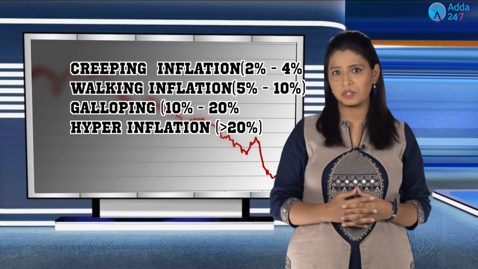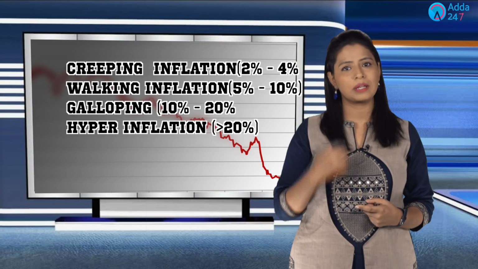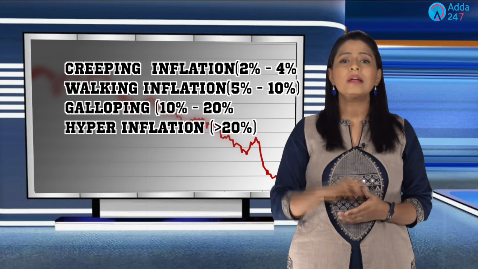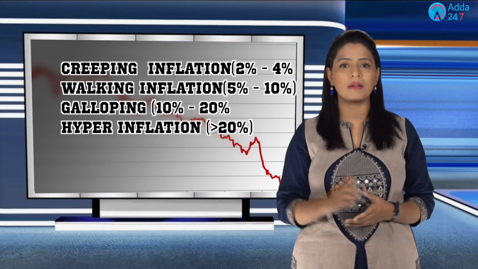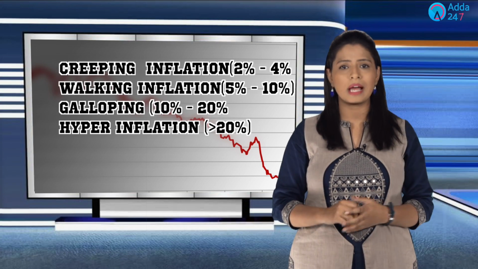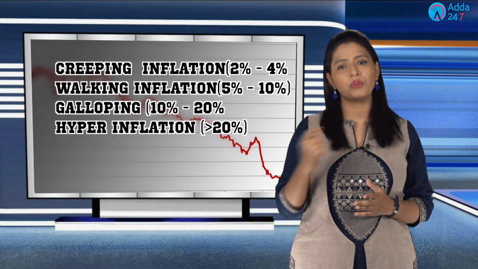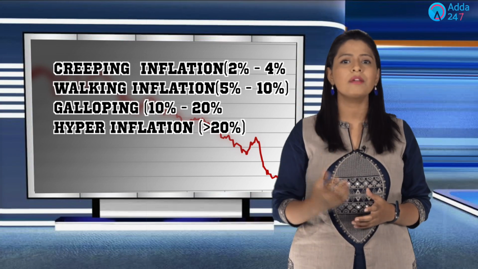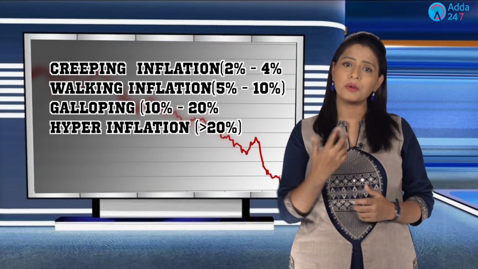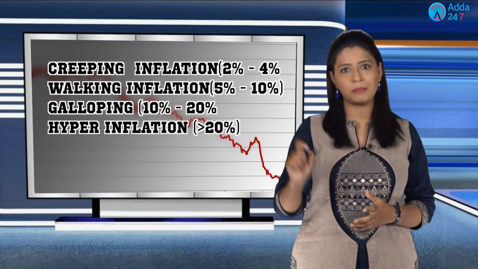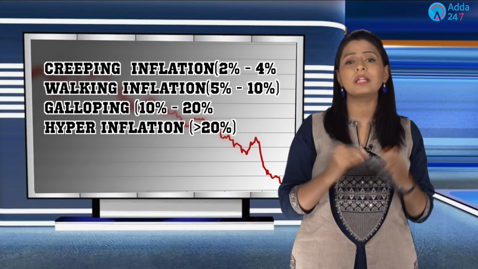There are four types of inflation. First is creeping inflation, second one is trotting inflation, or you can say walking or running inflation. Third type is galloping inflation and fourth type is hyperinflation. If we talk about creeping inflation, then you will find the annual rate of inflation between 2 to 4%. If we talk about running or trotting inflation, then you will find a 5 to 10% inflation rate. If we talk about galloping inflation, then the inflation rate is 10 to 20% annually. If we talk about hyperinflation, then the rate of inflation is more than 20%.